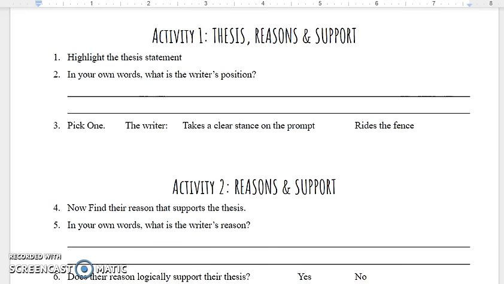All right, so now that you're back, look at the next portion, number 3. They had to decide if you took a clear stance on the prompt or if you rode the fence. If that's what they circled, then you need to go back to your thesis and potentially your entire essay and make sure that you are clear on a position. Decide how much of it you need to rewrite. Go ahead and pause if it's rides the fence. Take care of that. Otherwise, let's move on to activity 2.